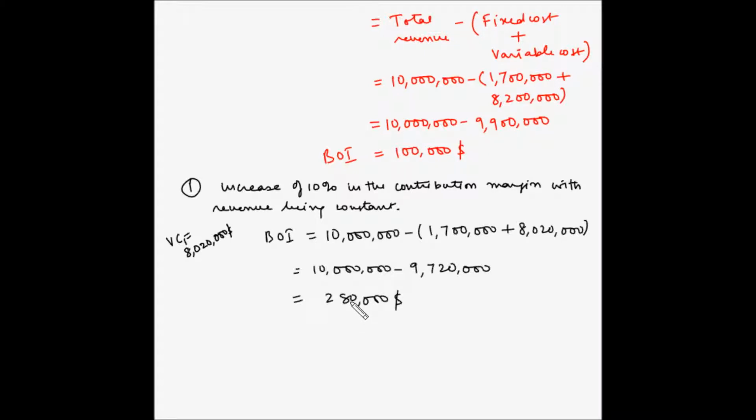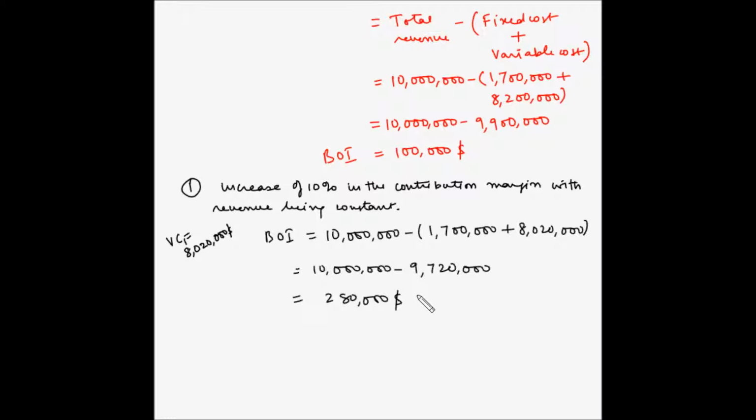So basically, if there is an increase of 10% in the contribution margin with revenue being constant, then the budgeted operating income goes from $100,000 to $280,000. So there is an overall increase of $180,000 in the budgeted operating income.